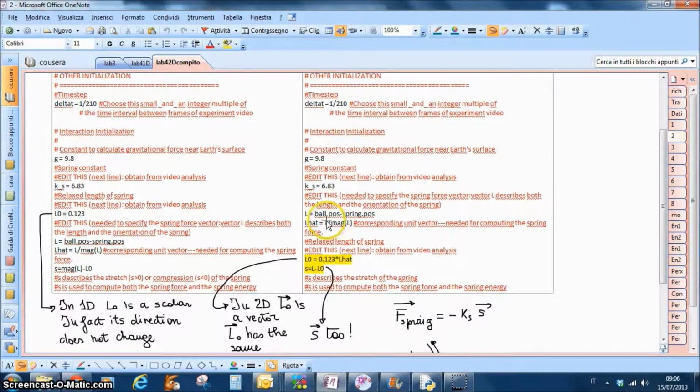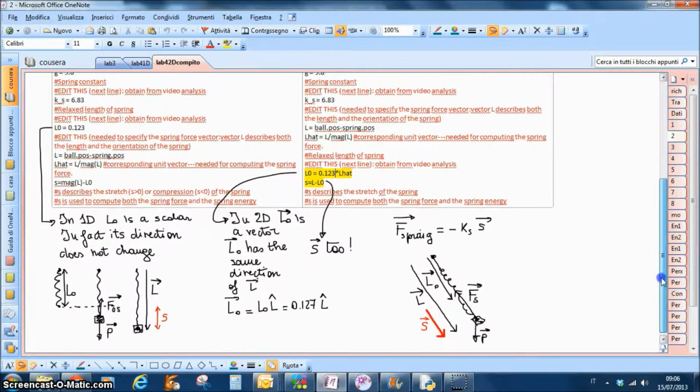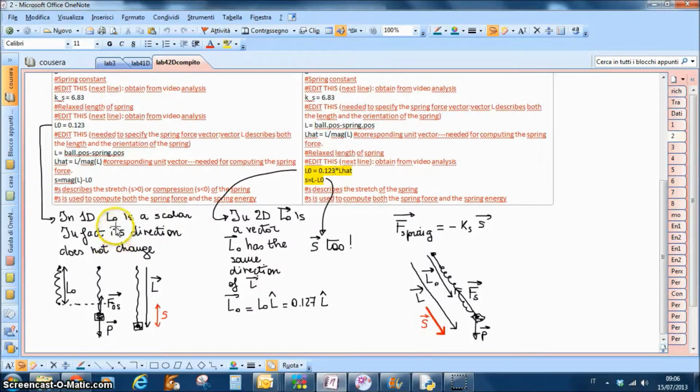I have underlined the difference between our system and the system analyzed in the video lectures in one dimension. The most important thing is that L0, now in two dimensions, is a vector. We can see here that L0 in one dimension is a scalar. Its direction does not change. Instead, in two dimensions, L0 has the same direction as L. And so we can write L0 in this way. And the stretch S is also a vector.